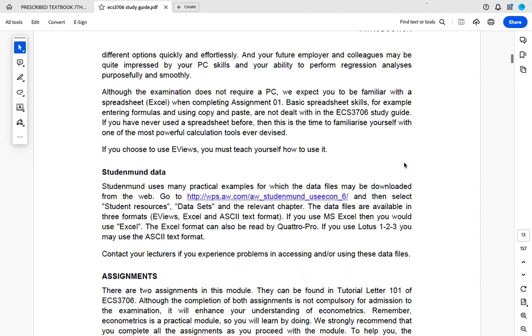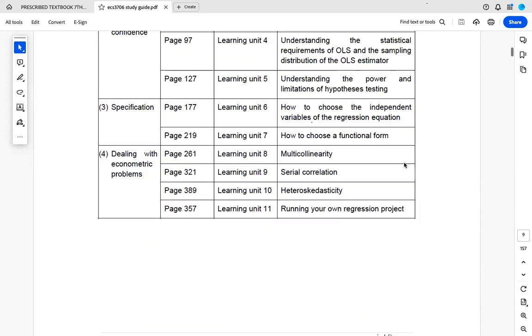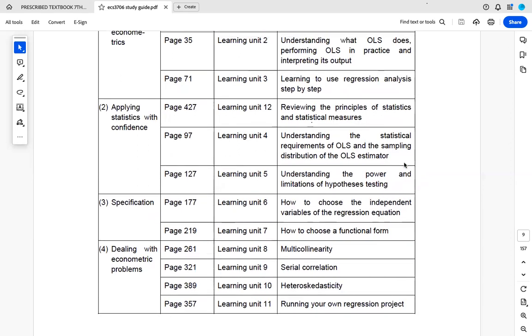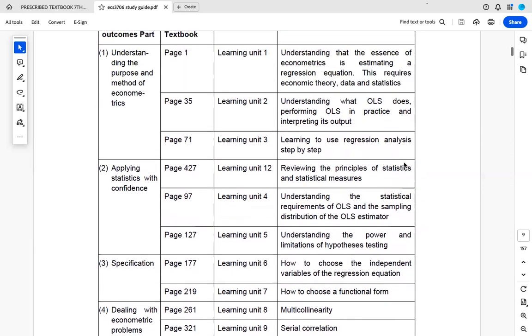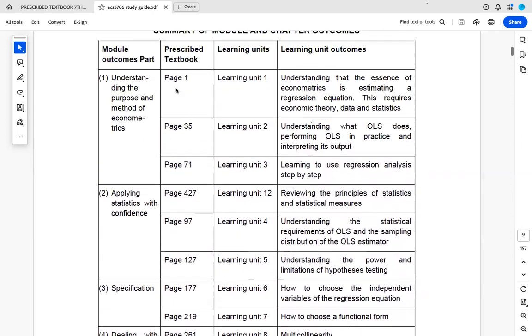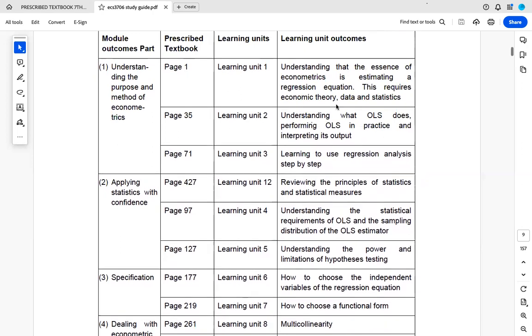So in these classes, I'm just going to be taking you through the learning units. The module has 11 learning units and is divided into 4 parts, with each part based on specific parts of the prescribed textbook, right?